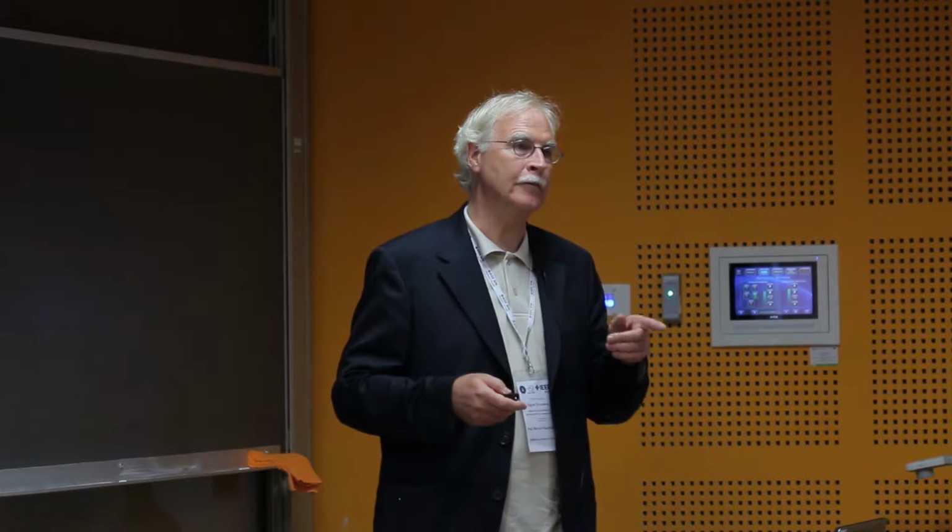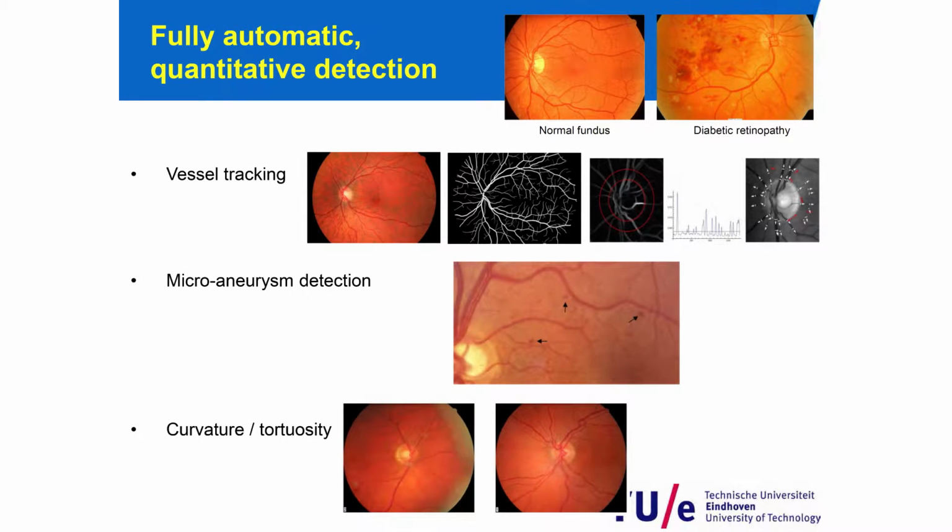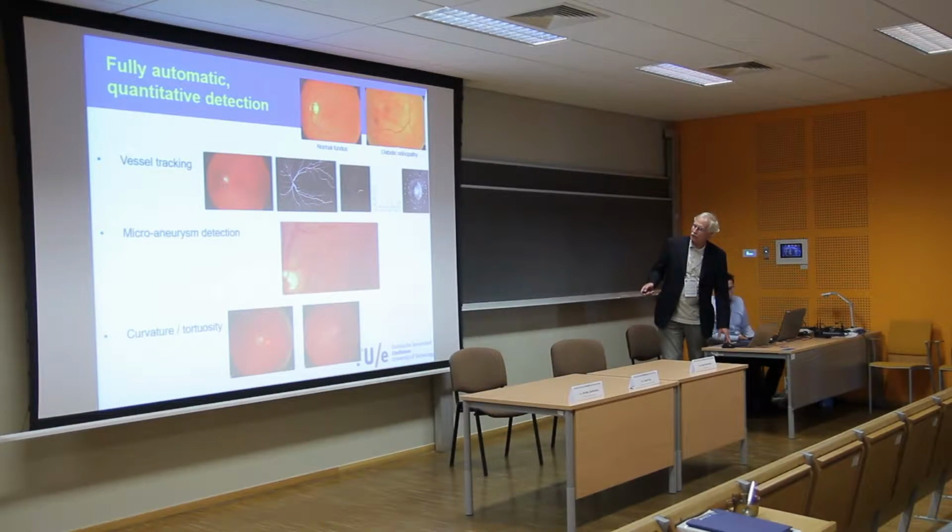and currently we're looking at all kinds of neurodegenerative diseases, like Alzheimer's. They also have very early signs in the vasculature. And people cannot see it, but artificial intelligence can see it. So we have a whole new modality coming up, which is spreading quickly. So we do vessel tracking, segmentation, enhancement, microaneurysm detection, curvature, we also call that tortuosity.